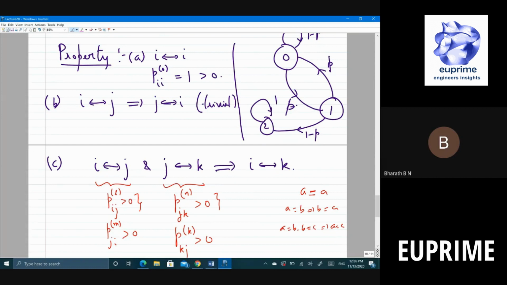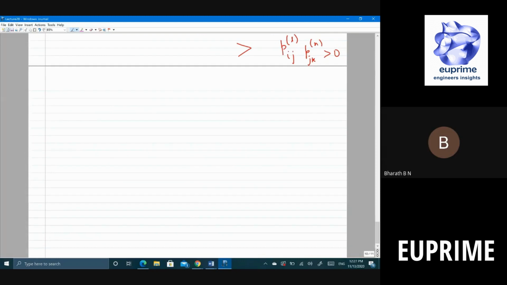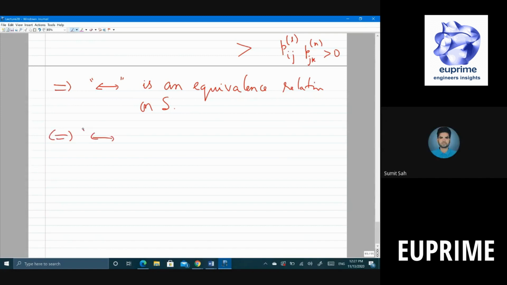So what is the impact? The moment I say there is an equivalence relation on S, the set of states, what does that imply? It will partition S into equivalence classes. Within those classes, the nodes can communicate with each other. Outside the classes, they cannot.